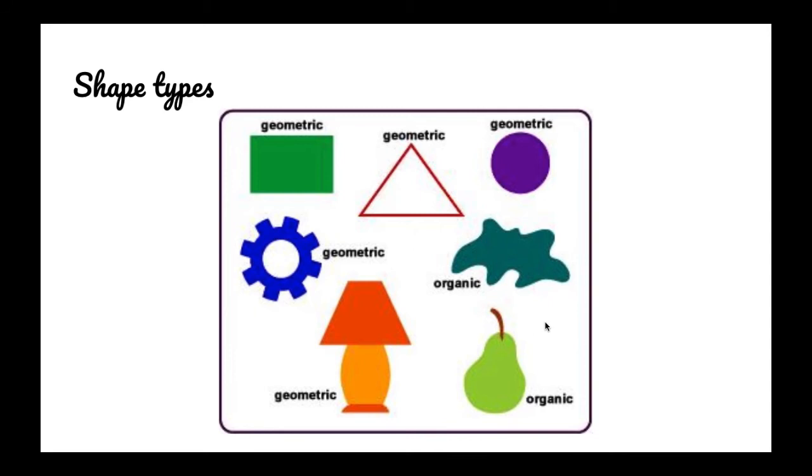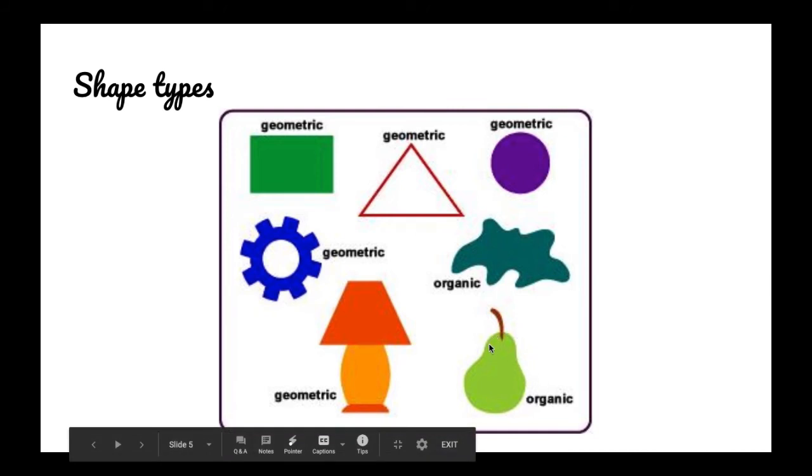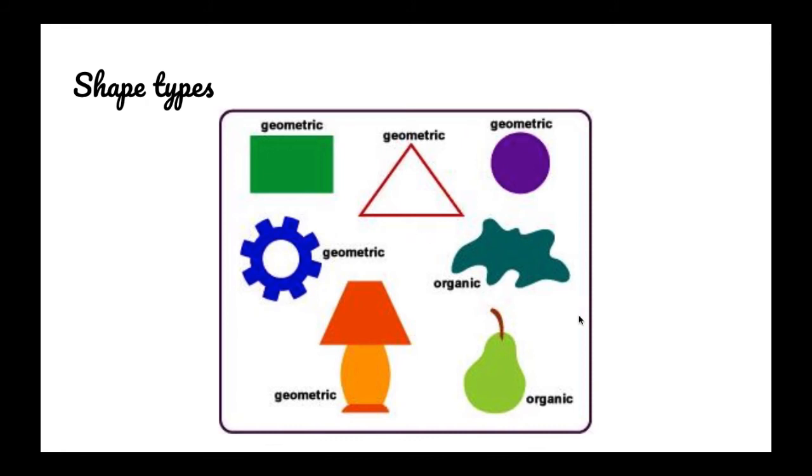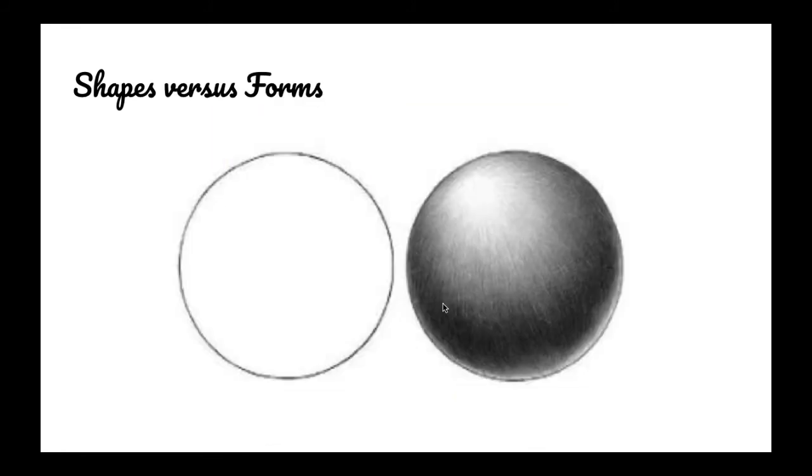Whereas organic shapes are irregular, so they're not perfectly symmetrical, and they are usually rounded. So they have curved edges, and that's what makes them organic. And then the other stumbling block is the difference between shapes and forms. So you guys often will flip this.